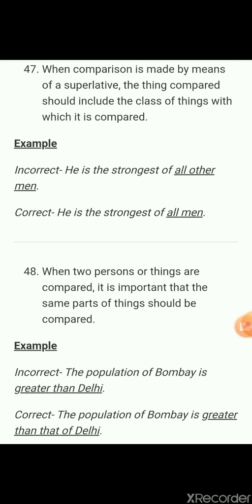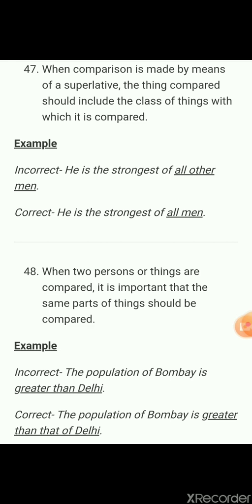Look at number 48 now. When two persons or things are compared, the same part of things should be compared. When we are doing comparison between two persons or things, it is important that the same parts of things should be compared. It should be same. The population of Bombay is greater than Delhi. The population of Bombay is greater than that of Delhi.